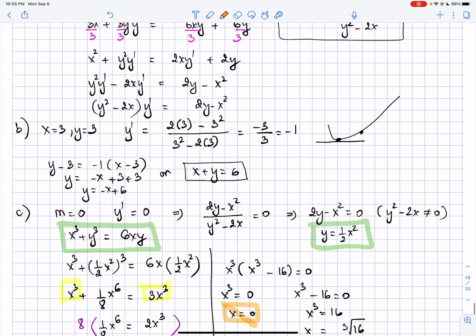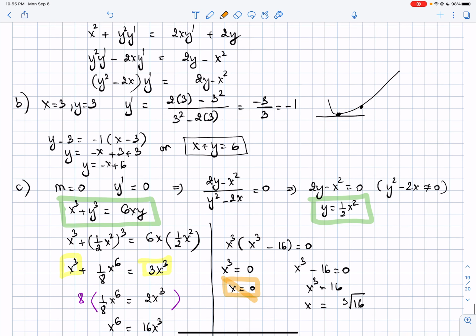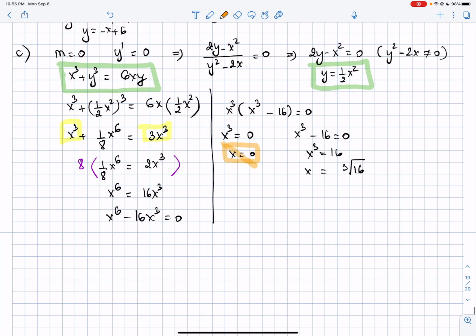We go back to the question, we read the question carefully. The problem says that the point has to be in the first quadrant. So x equals the cube root of 16. This number is positive and it will be in the first quadrant. So that's why we accept this. Now if you want to simplify, the cube root of 16 is the cube root of 2 to the 4th. Then if you want to write it in exponent form, we have 2 to the 4 over 3.